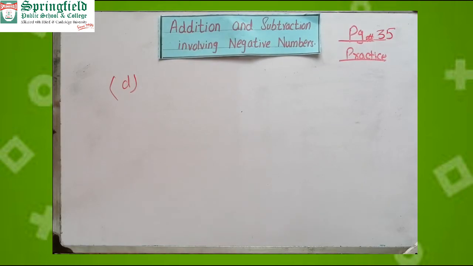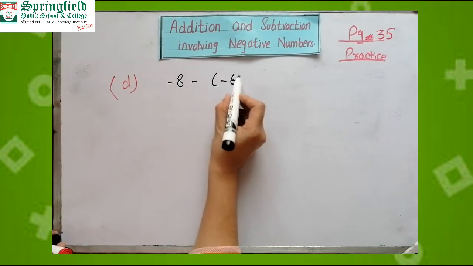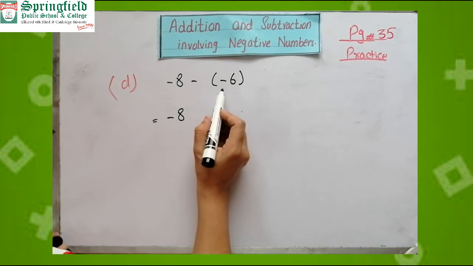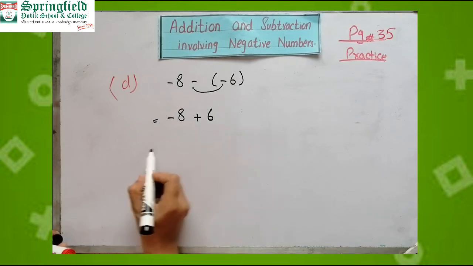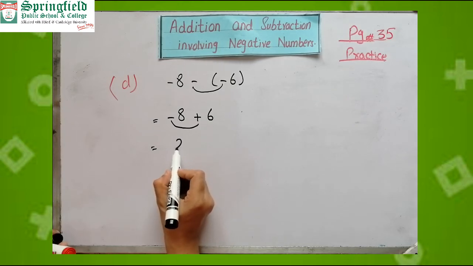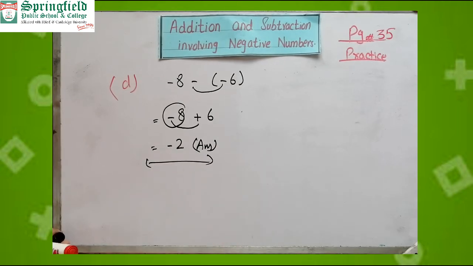Part D is minus 8 minus, in brackets, minus 6. So minus 8; first we will solve the brackets. Minus minus, open the bracket, it will become plus 6. Minus 8 plus 6 is 8 minus 6, which is 2, and the sign will be minus because the greater value has the minus sign. So minus 2 is your final answer. Understood, beta? Okay, the rest of the parts are your homework. Complete all the parts in your notebook.